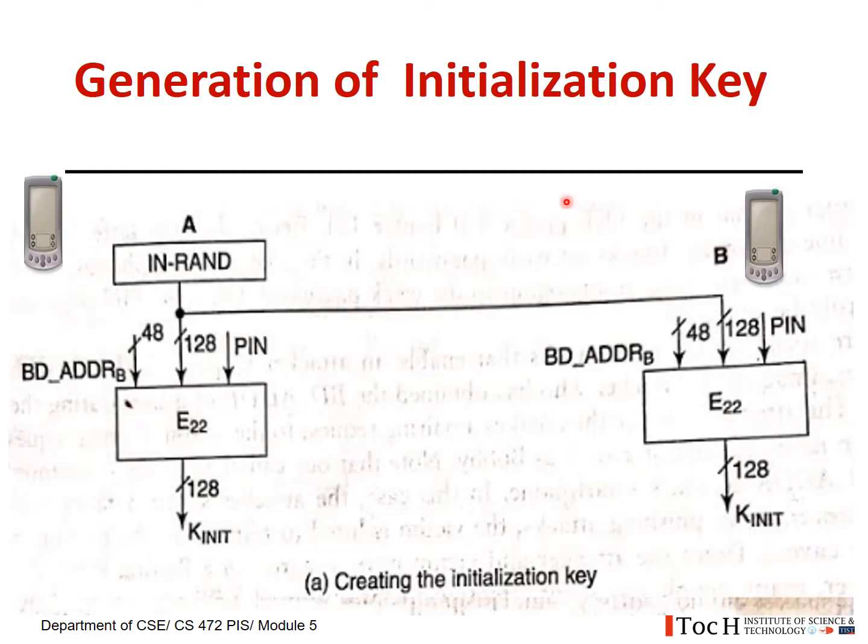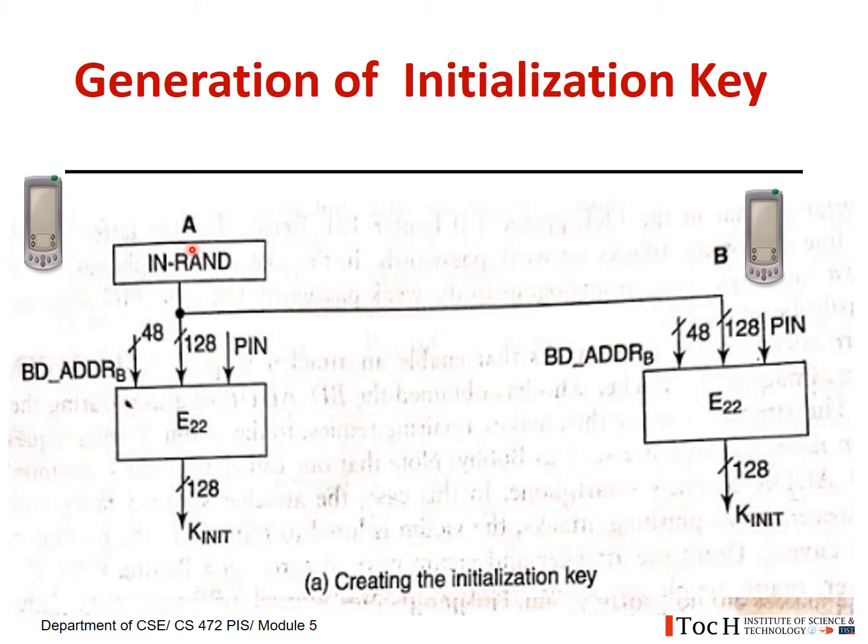Now you can see the diagrammatic representation for the generation of the initialization key. And you can see the two Bluetooth devices, device A and device B here. As we have explained earlier, the initialization key K-init is computed using the function E22, which is based on a block cipher method called SAFER+. We'll see what the inputs to this computational function are.